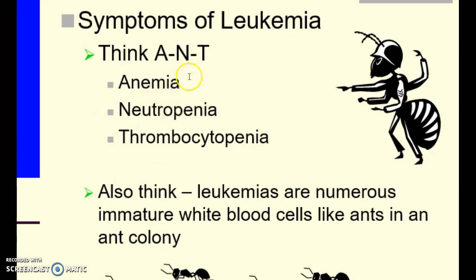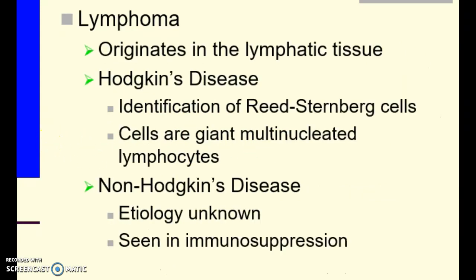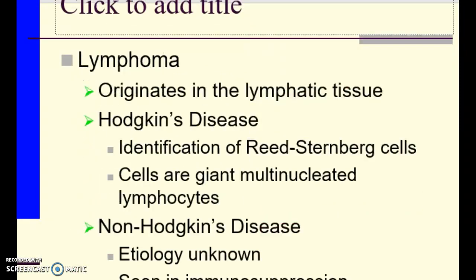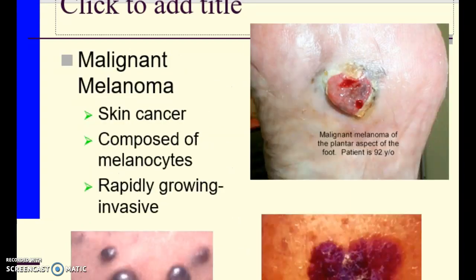If you look at this slide, you'll see anemia, which is low iron, right? Neutropenia, that means there's no functional white blood cell. Thrombocytopenia, that means there's too many red blood cells and they're dysfunctional. Then you get to lymphoma, which originates in the lymphatic tissue. There's Hodgkin's and non-Hodgkin's lymphoma, and these either originate or are propagated by the spleen, the lymph nodes, and the thymus gland.